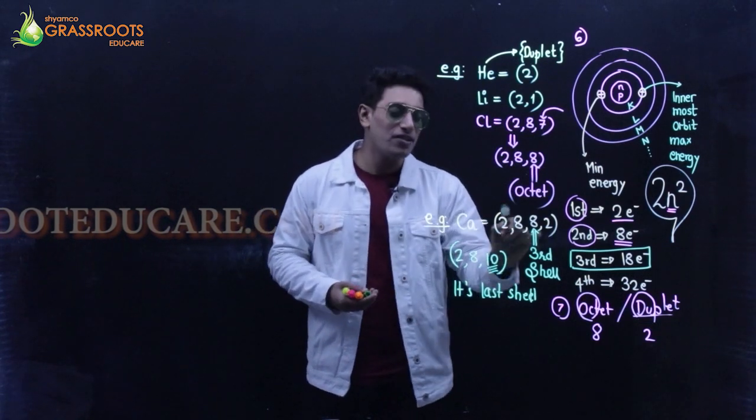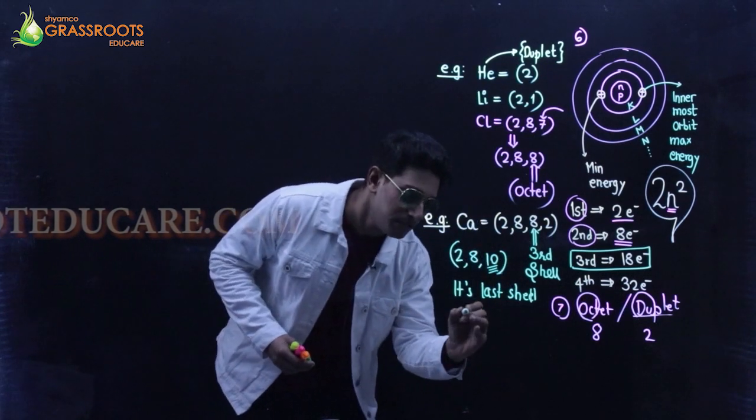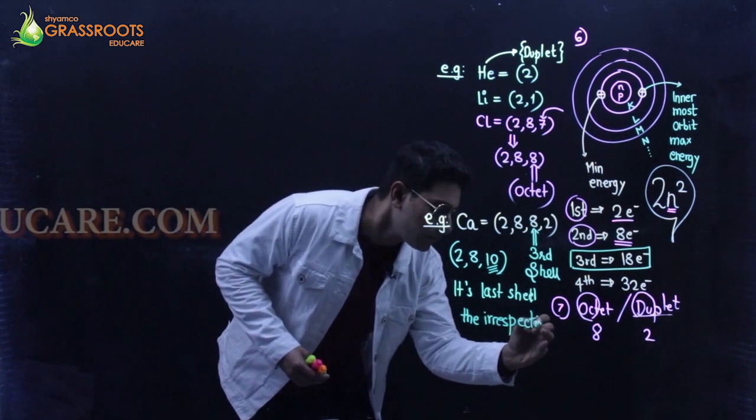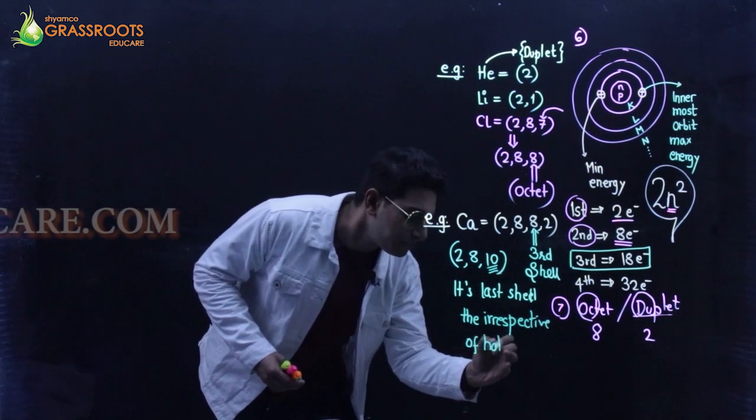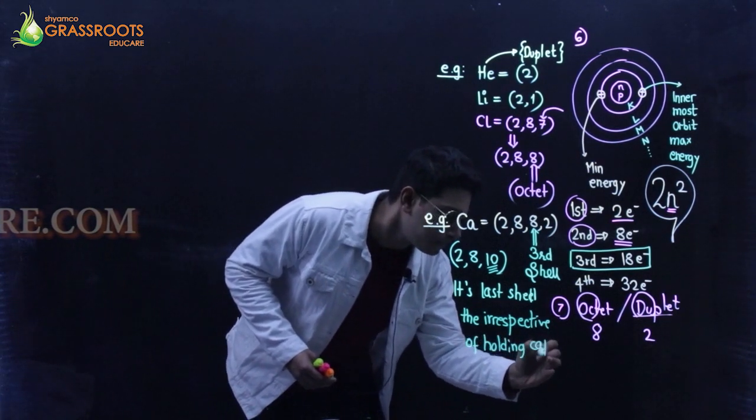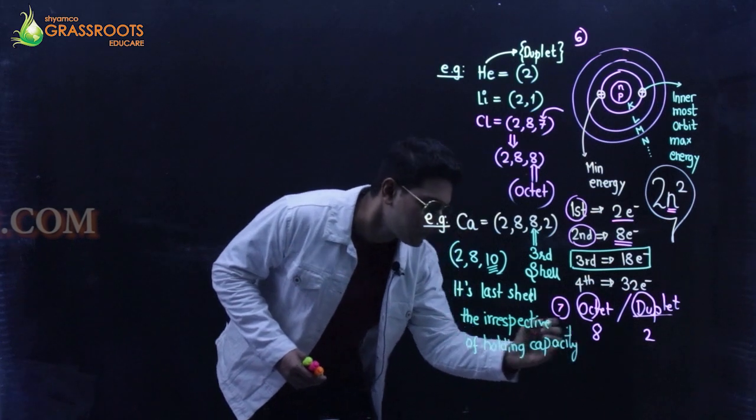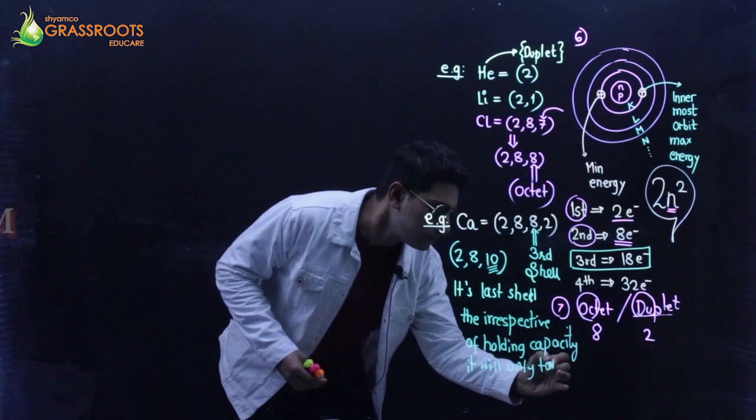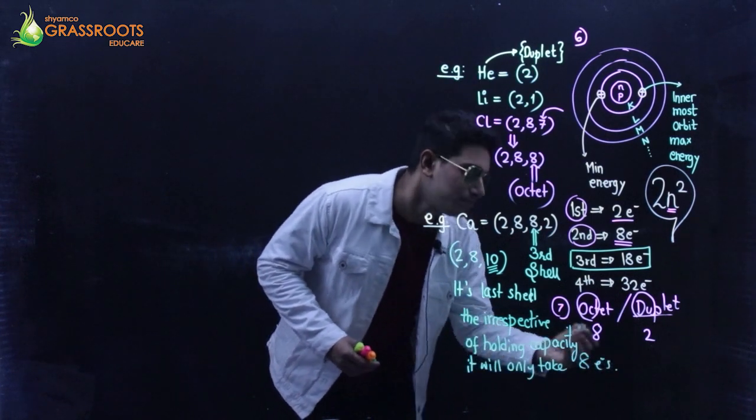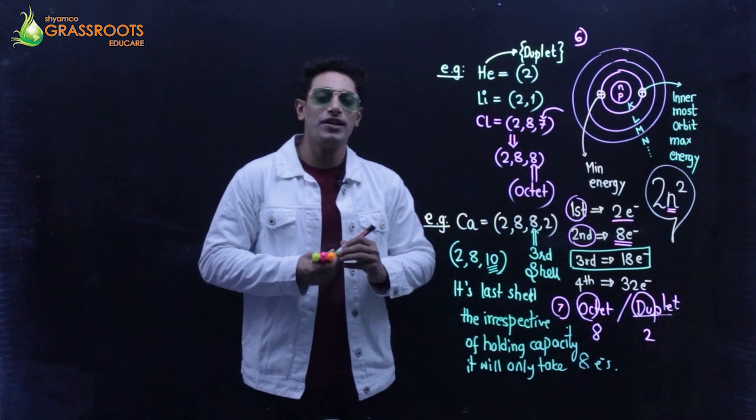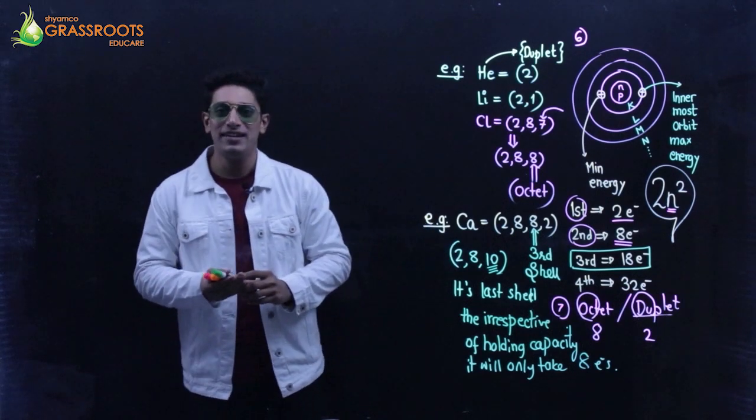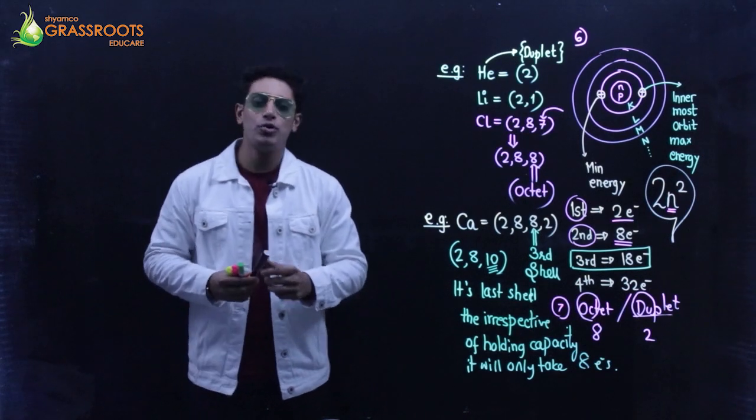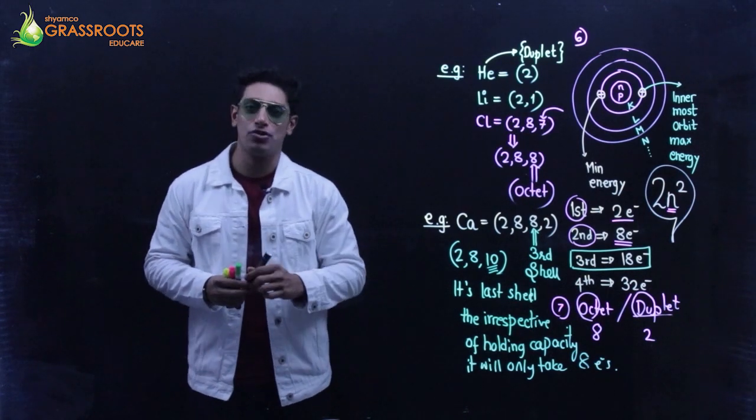So this is the reason that if it's the last shell, then irrespective of the holding capacity, it will only take 8 electrons. Remember that. Now that's called an octet rule and a duplet rule for you. And everyone wants to become stable, as I said. Okay, after this, going on with the actual atomic structures.